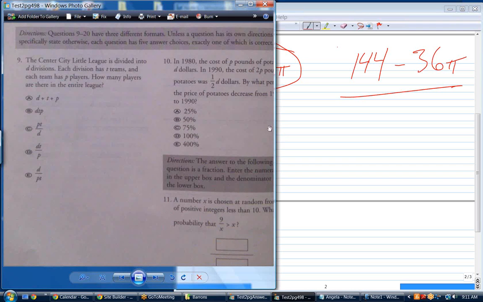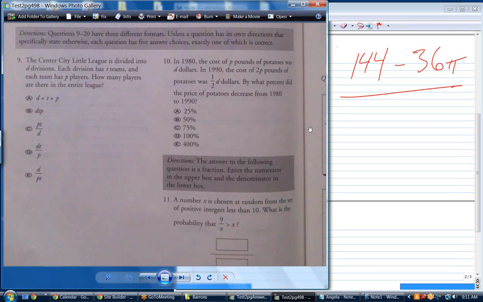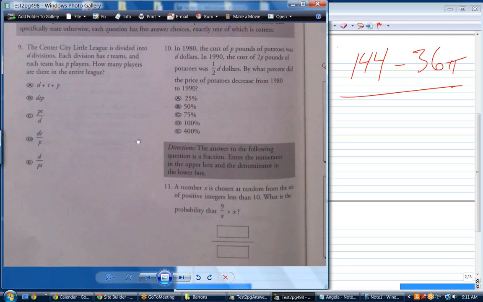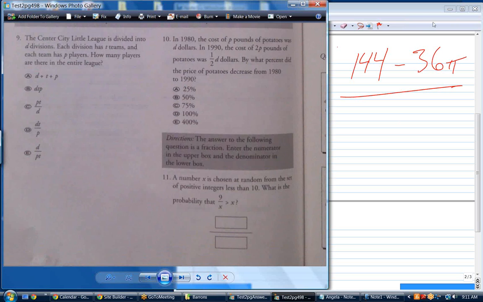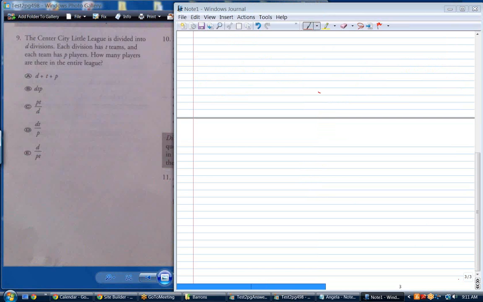Questions 9 through 20 have 3 different formats, unless a question has its own directions. Okay. I guess I've just never bothered to read that instruction before. I almost never read them, which is probably not good. Well, that was the standard one.